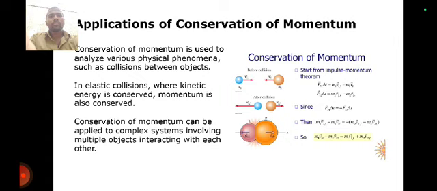Applications of conservation of momentum. Conservation of momentum is used to analyze various physical phenomena such as collisions between objects. In elastic collisions, where kinetic energy is conserved, momentum is also conserved. Conservation of momentum can be applied to a complex system involving multiple objects interacting with each other.